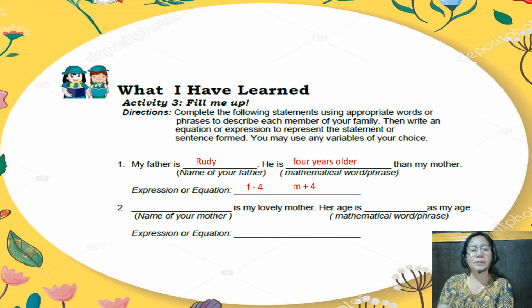Next, number 2, name of your mother. So my mother is Lena. Lena is my lovely mother. Her age is 23 years more than my age. So I can write an expression m minus 23, so that is my age. Or it could be also x plus 23, that is the age of my mother.